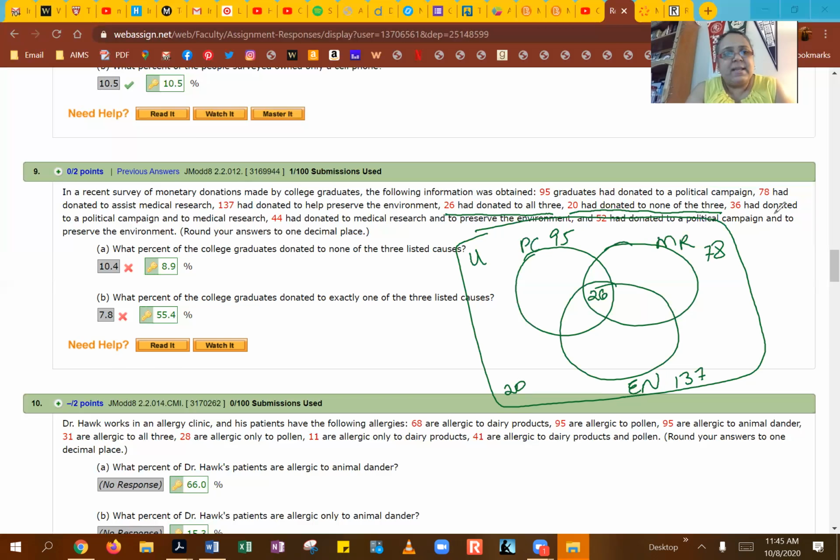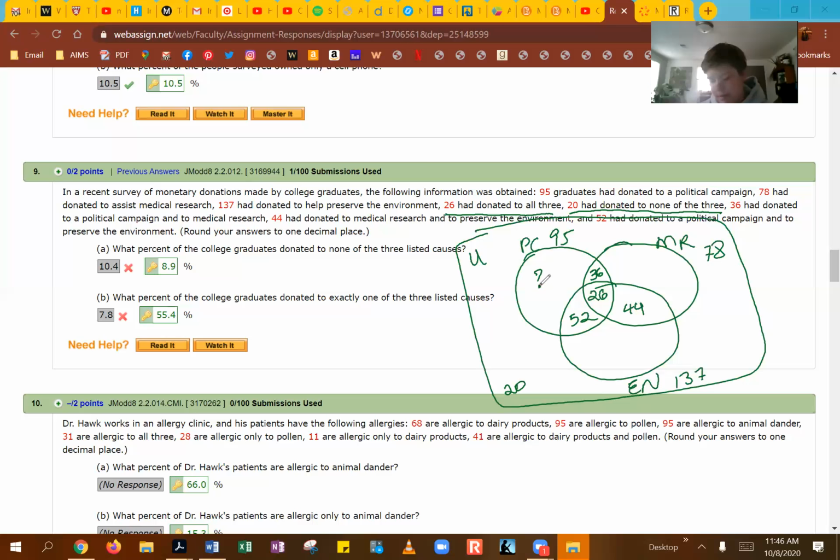36 donated to political and medical research. So political and medical research would be right here in this overlap with the 36. 44 donated to medical and to preserve the environment. So that would be in this overlap here. And 52 to political and environment. So you have these numbers in the right spot? Yeah. Okay. So tell me, what did you do for coming up with this number here for the political only?